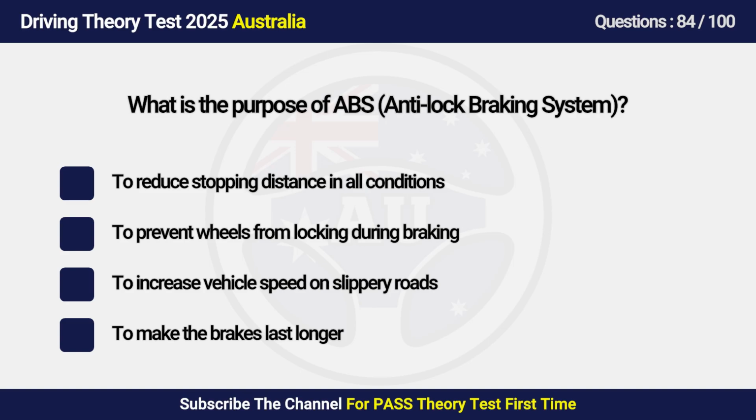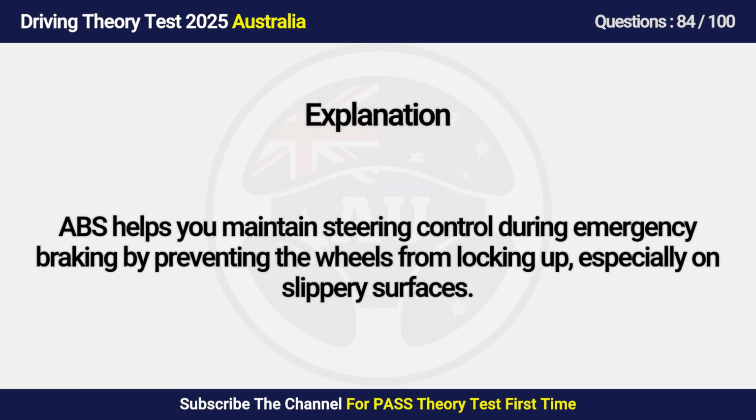Question 84. What is the purpose of ABS braking system? A. To reduce stopping distance in all conditions. B. To prevent wheels from locking during braking. C. To increase vehicle speed on slippery roads. D. To make the brakes last longer. Answer is B. To prevent wheels from locking during braking. ABS helps you maintain steering control during emergency braking by preventing the wheels from locking up, especially on slippery surfaces.